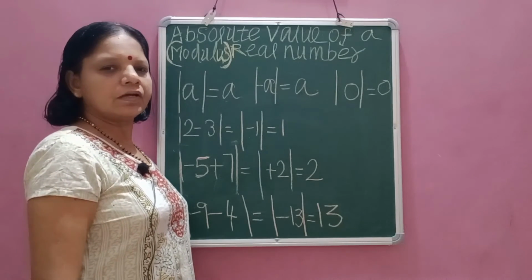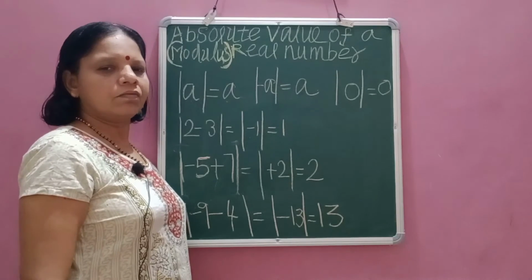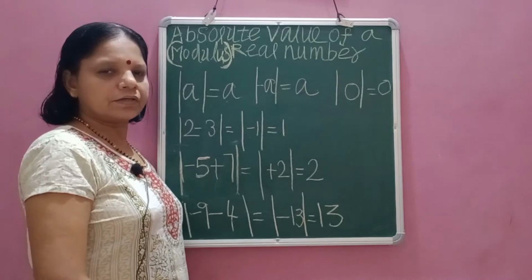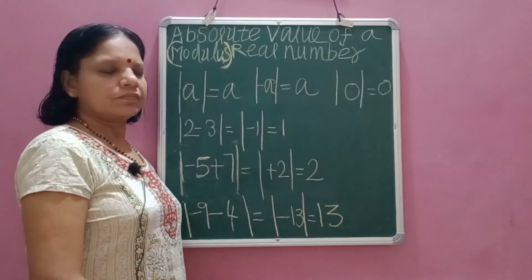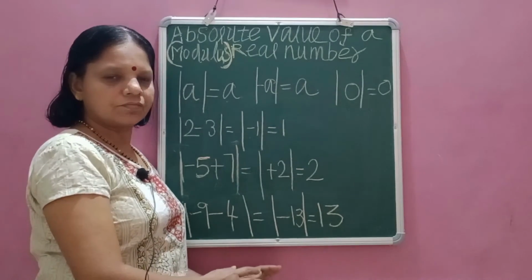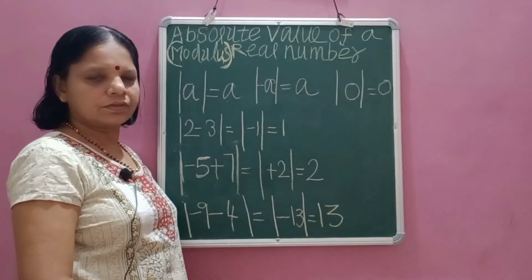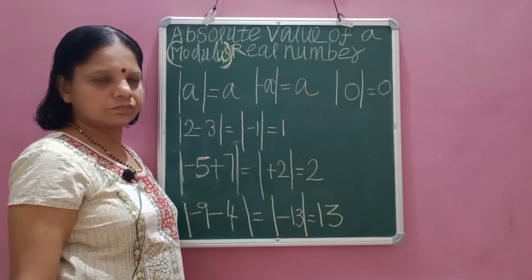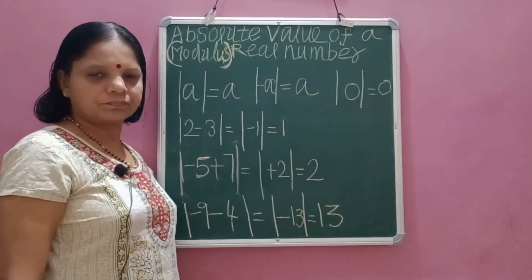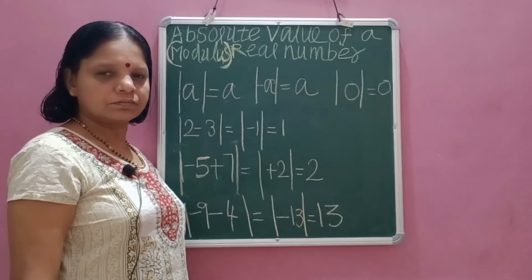That is, absolute value has no sign. It indicates how many units away from origin. If it is a negative integer, it is to the left of 0. If it is a positive integer, it is to the right of 0. Clear? That is all about absolute value of a real number. So, understood what is meant by absolute value?